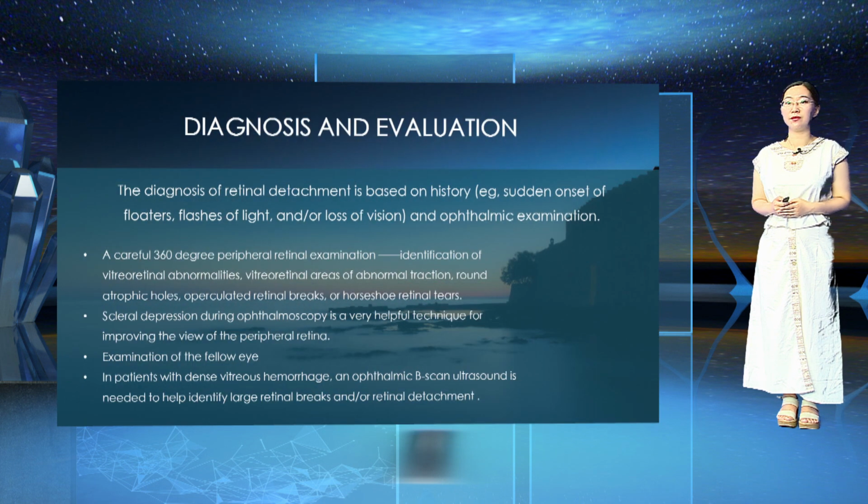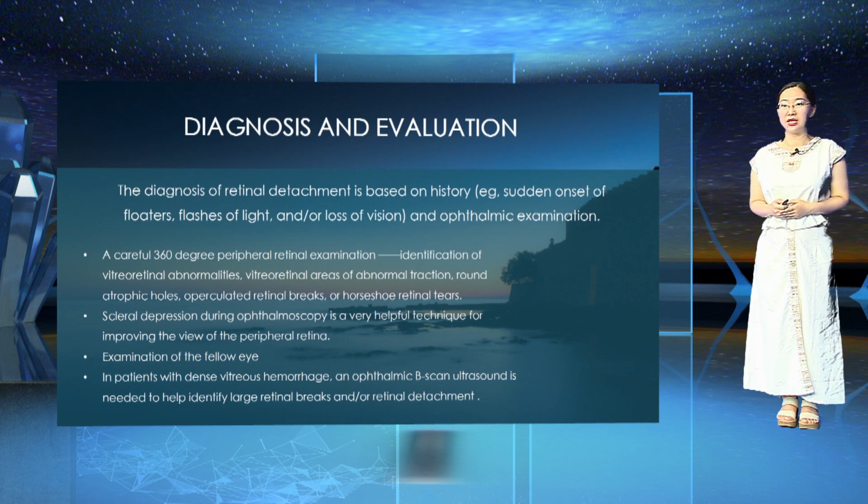Diagnosis and evaluation. The diagnosis of retinal detachment is based on history and ophthalmic examination. The examination requires slit lamp biomicroscopy and/or a dilated retinal examination, often with scleral depression. A careful 360-degree peripheral retinal examination using indirect ophthalmoscopy should also be performed.